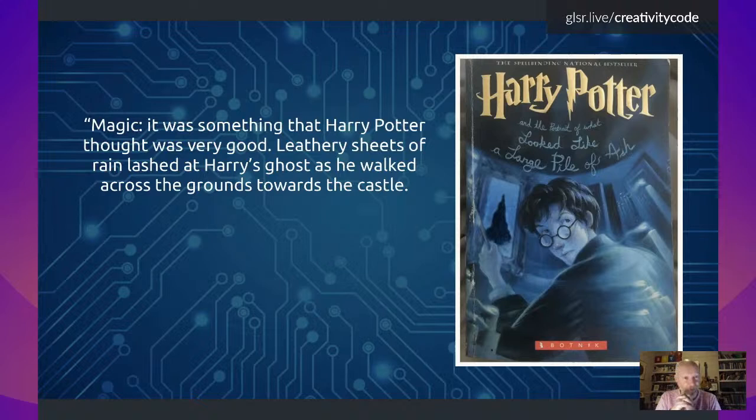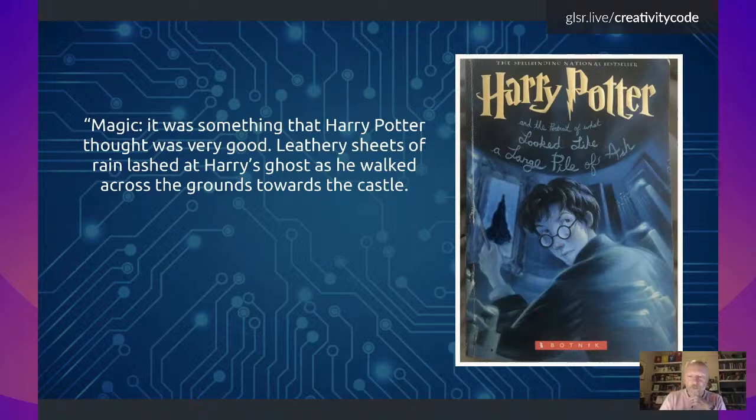Pretty good. "Leathery sheets of rain lashed at Harry's ghost as he walked across the grounds towards the castle." Well, I think that's a lovely image. Leathery sheets of rain. I'm not sure I would come up with something so creative. Leathery sheets of rain. Anyway, from this point on, it really lost the plot.